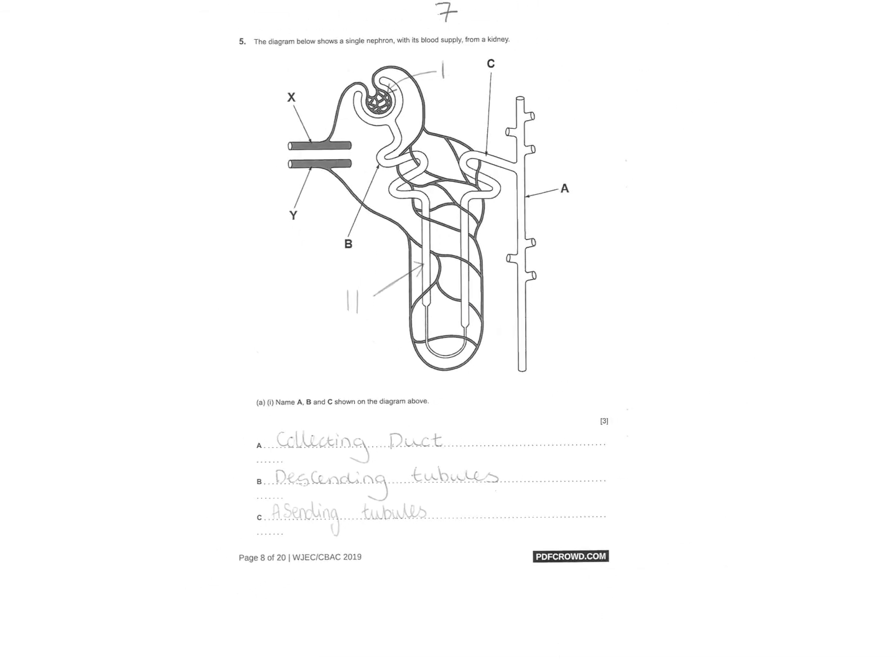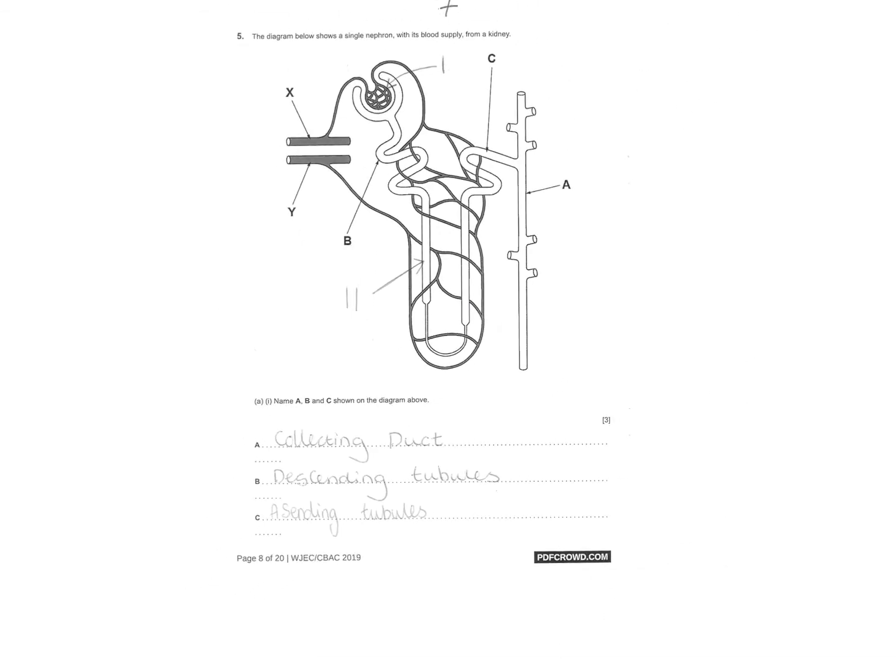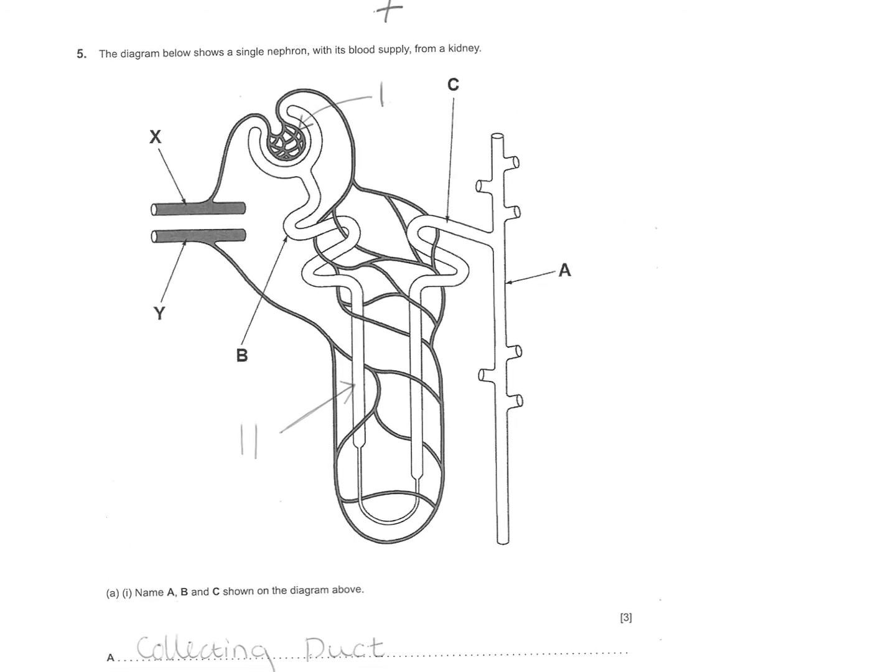Label A, B and C. B is your descending tubule, C is your ascending tubule, A is your collecting duct. On the next page I'll ask you to label certain parts. This is where ultrafiltration takes place, and this is where selective reabsorption takes place. This is from the previous page, so I'll go back and explain. X and Y then: X is the artery, Y is the vein.